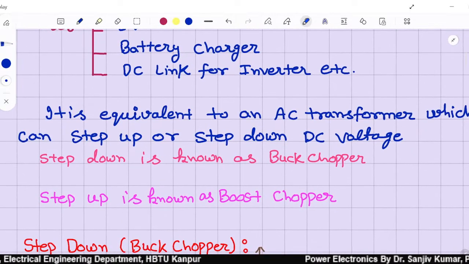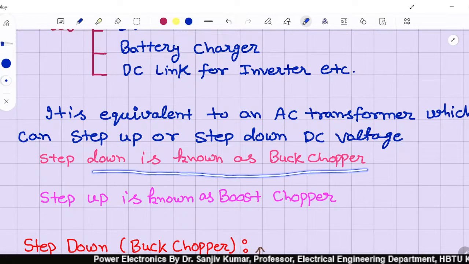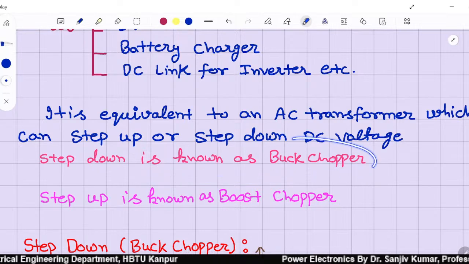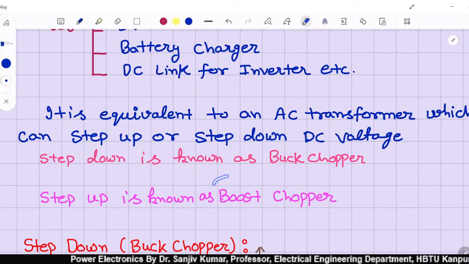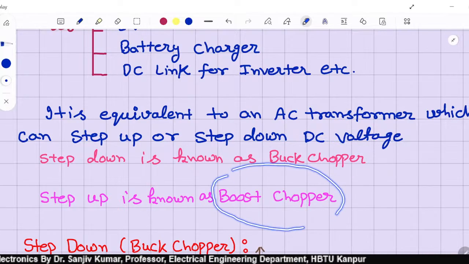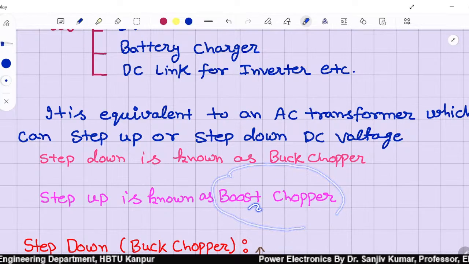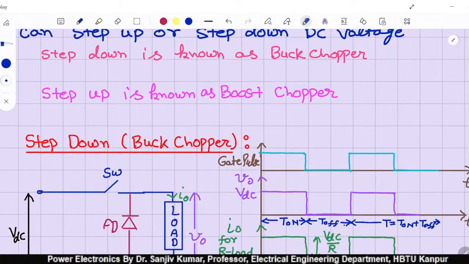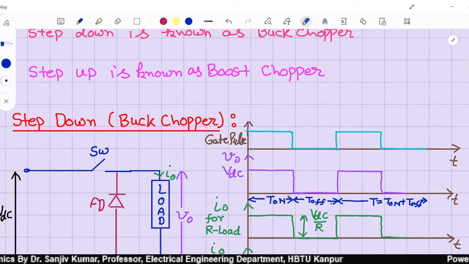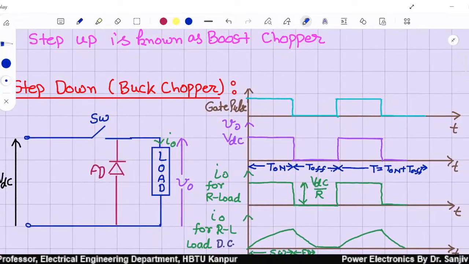The chopper which is used to step down the DC voltage, means the output is always less than the input voltage, that chopper is known as a buck chopper. Likewise, the chopper which is used to step up or increase the voltage from the input level is known as a boost chopper. Clear? Now let us understand the principle of the step down chopper, which is also known as the buck chopper.